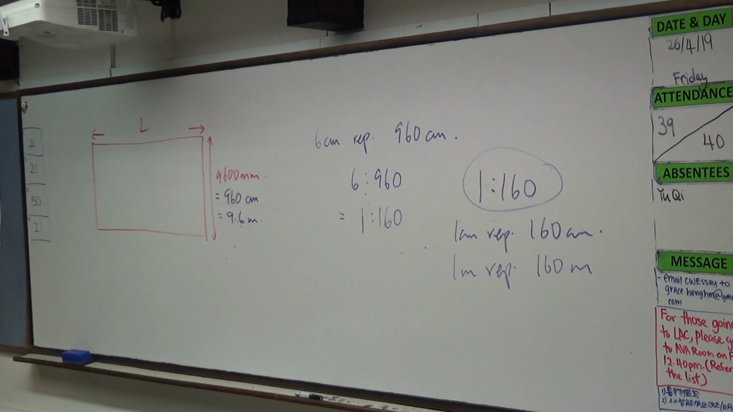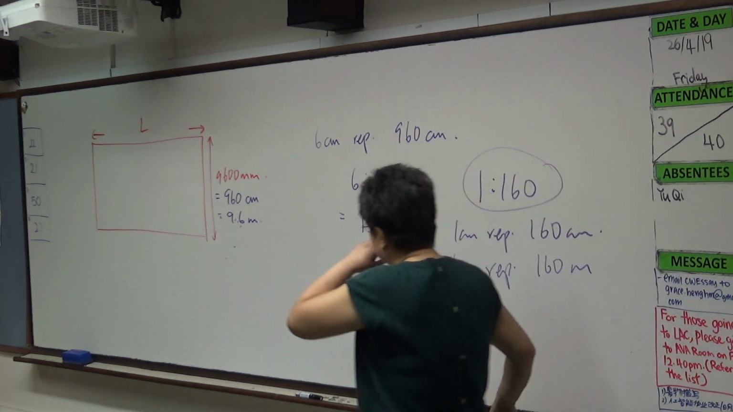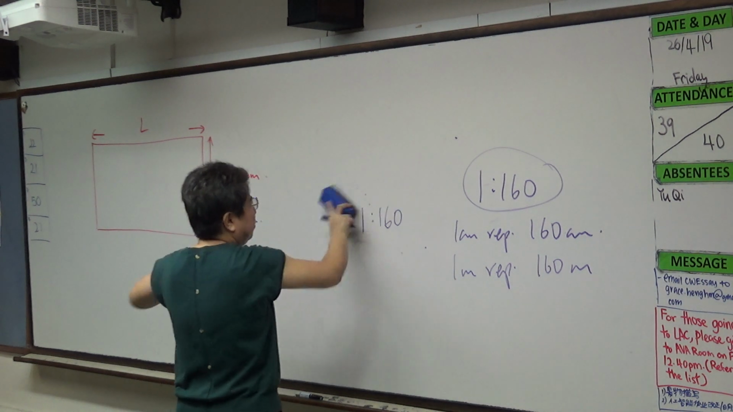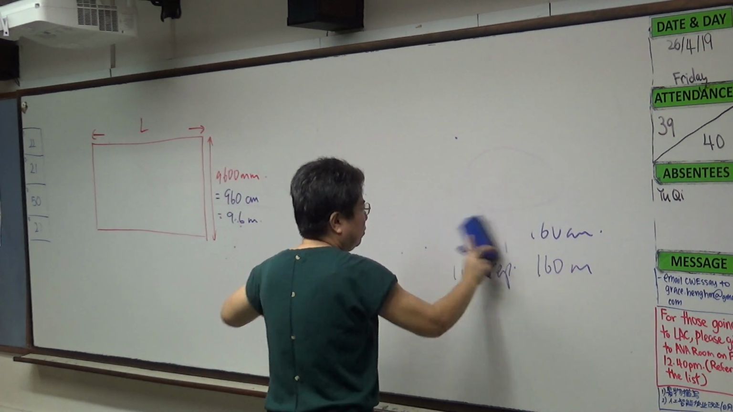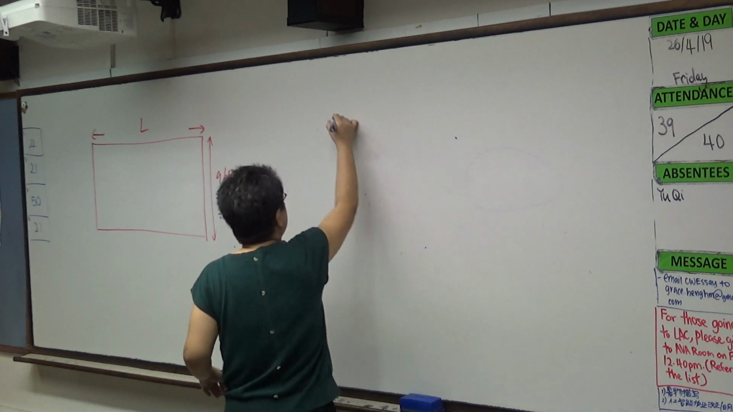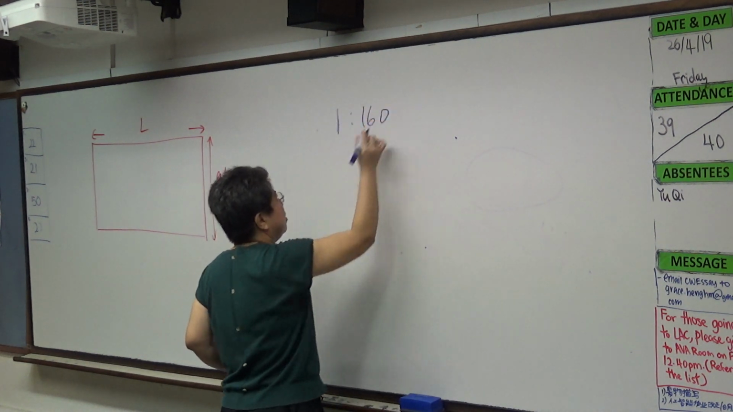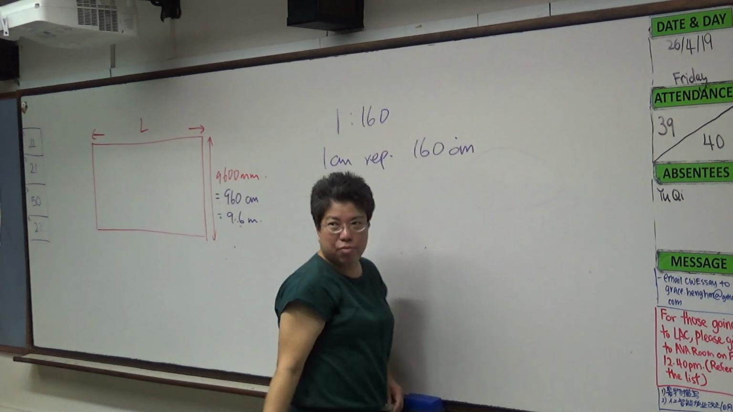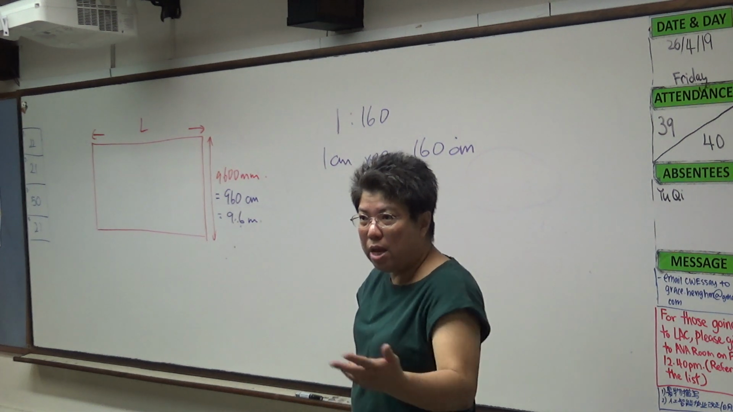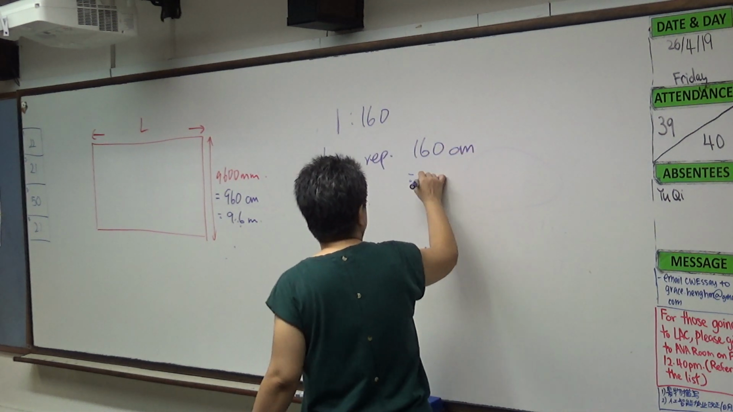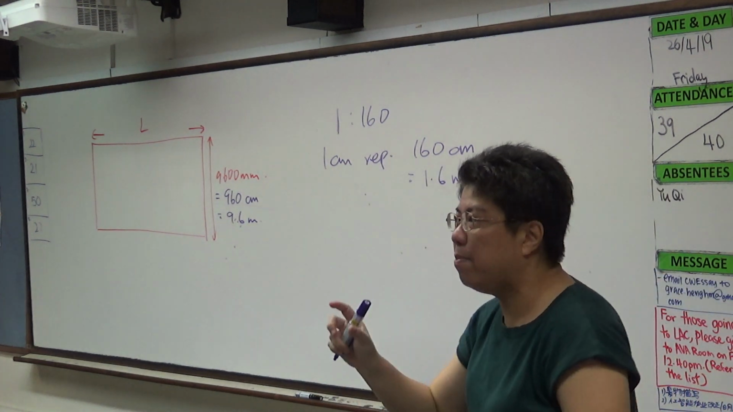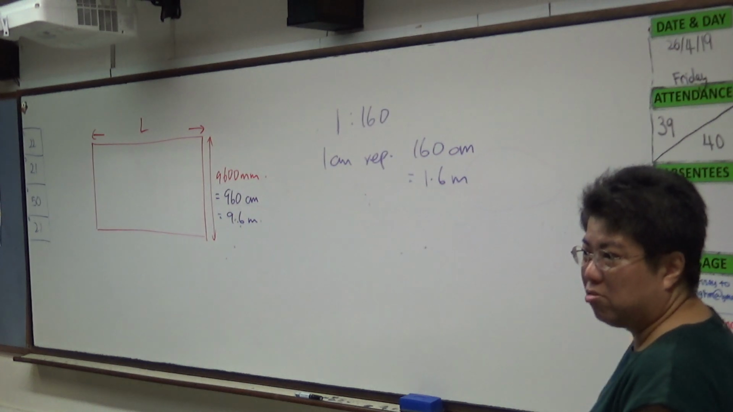Okay, now let's look at part 2. Find the actual length L in meters of the apartment. Okay? Now, let's say I work with this. 1 is to 160. That means 1 cm represents 160 cm. Agree? Yes, they want it in meters. So 160 cm is what? 1.6 meters, right? That means 1 cm on the map is 1.6 meters on the ground.